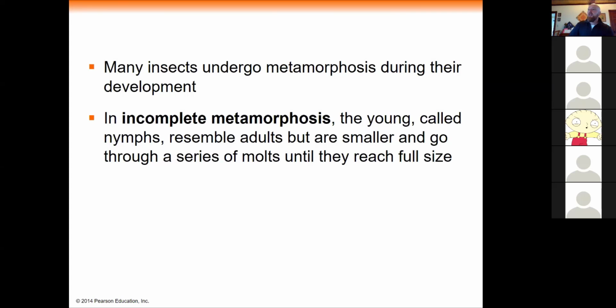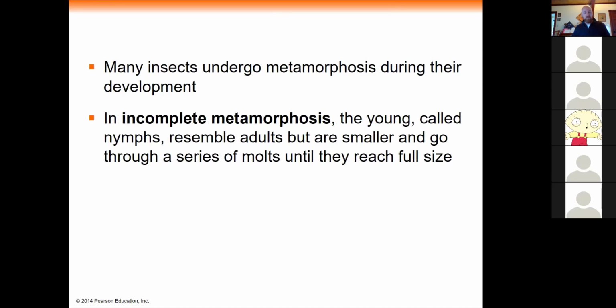Okay. So within the insects, there's two types of metamorphosis. We have incomplete. This is where the young are considered nymphs, where they resemble the adults but are just small versions of the adults and go through a series of molts, basically just getting bigger and bigger. But all along, it looks like the adult. The way we define an adult is the reproductively active form.